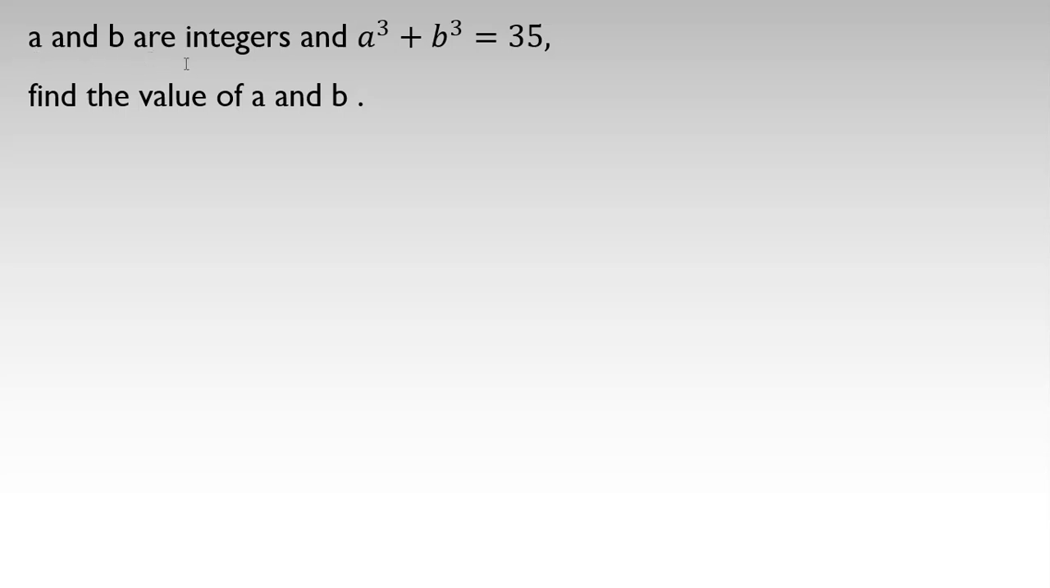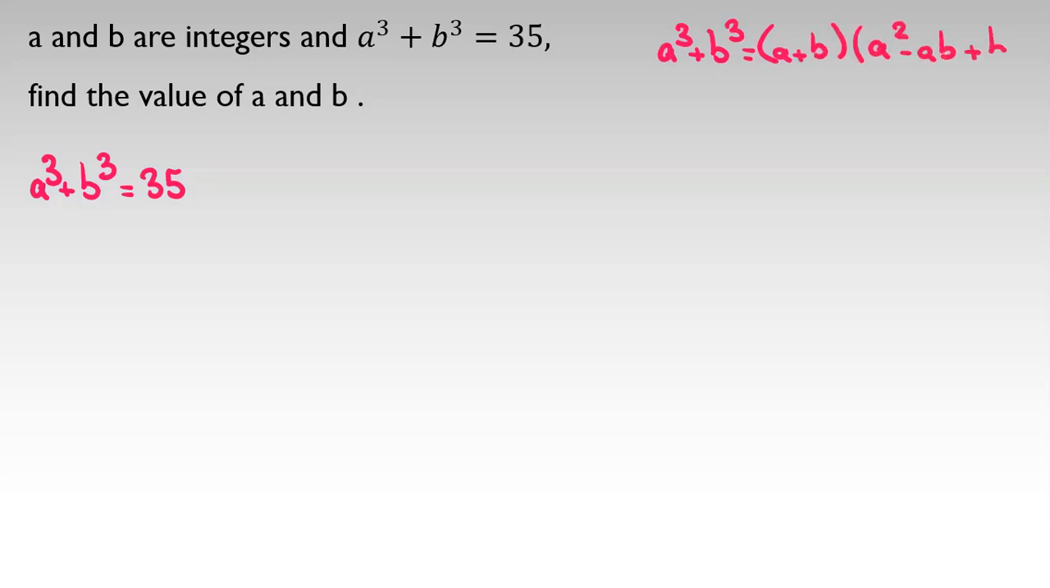A and B are integers, and A cubed plus B cubed is equal to 35. Find the values of A and B. For solving this problem, you should know the identity that you can write. Let me write the identity here: A cubed plus B cubed equals (A plus B) times (A squared minus AB plus B squared).